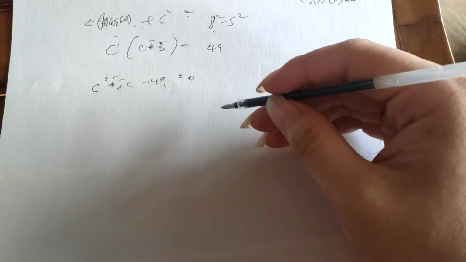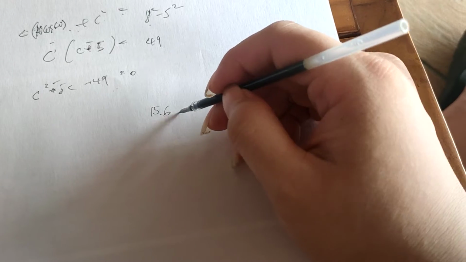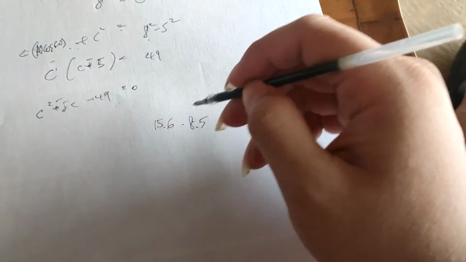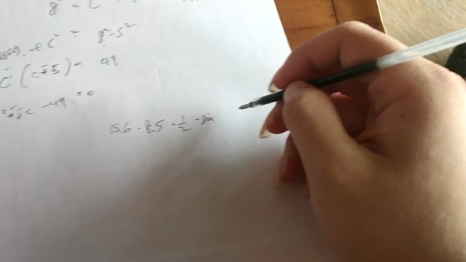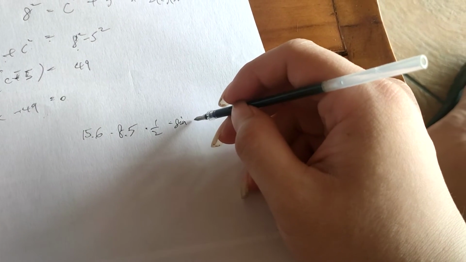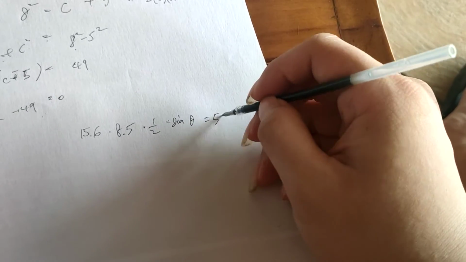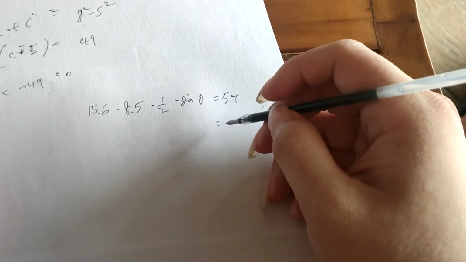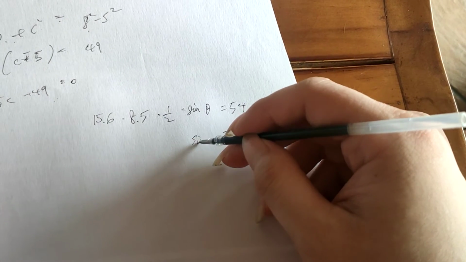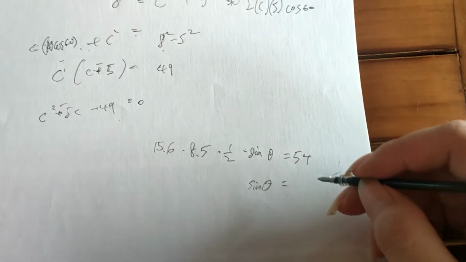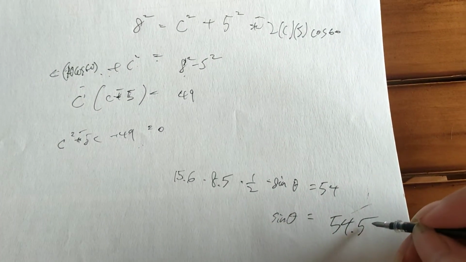Let's go for another: 15.6, 8.5 and a half, and sine the degree we find is 54. So which means 54, 53.